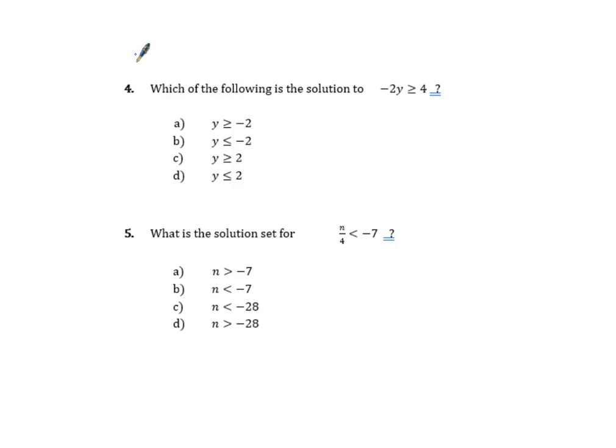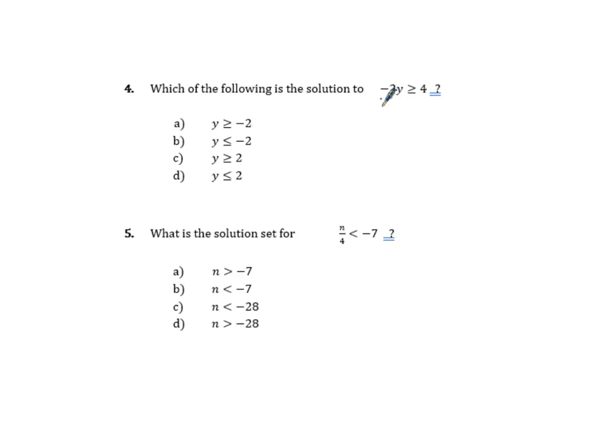Moving on to the second page of our study guide, number 4, it says, which of the following is the solution to negative 2y is greater than or equal to 4? So again, we're just trying to solve for y here. We want to get y by itself. Right now we have negative 2 times y.